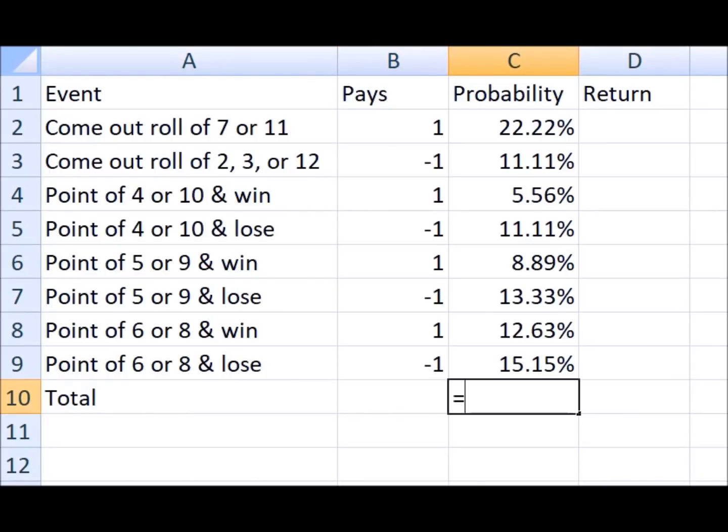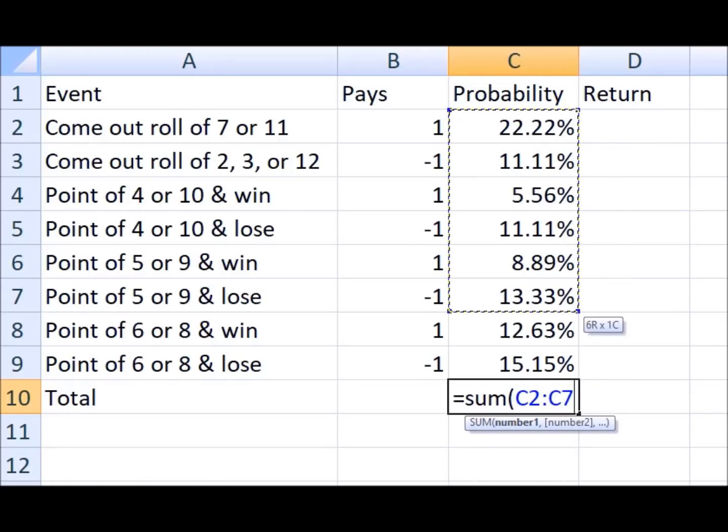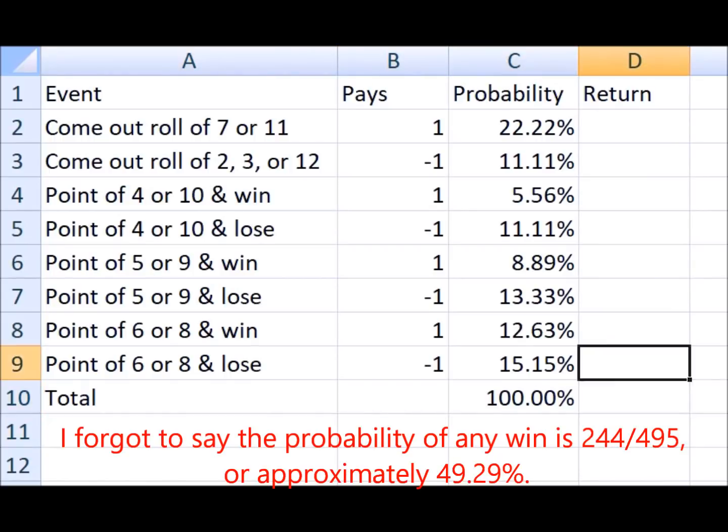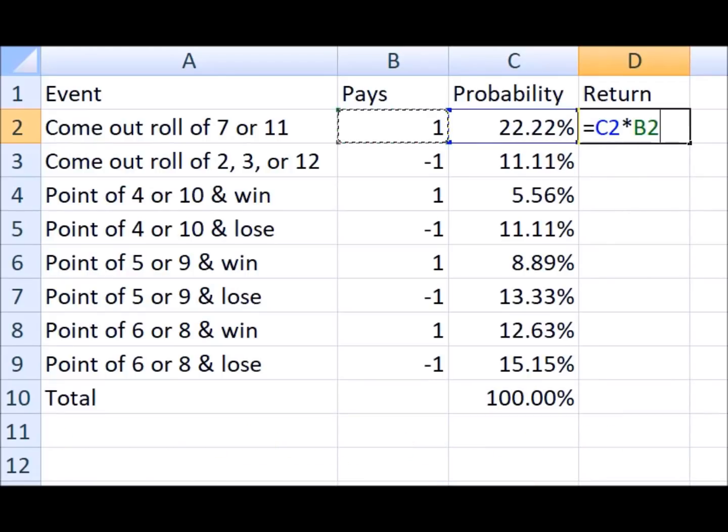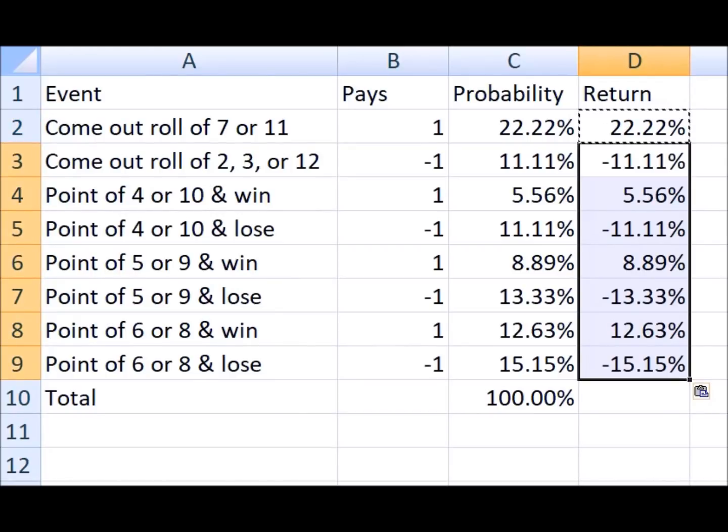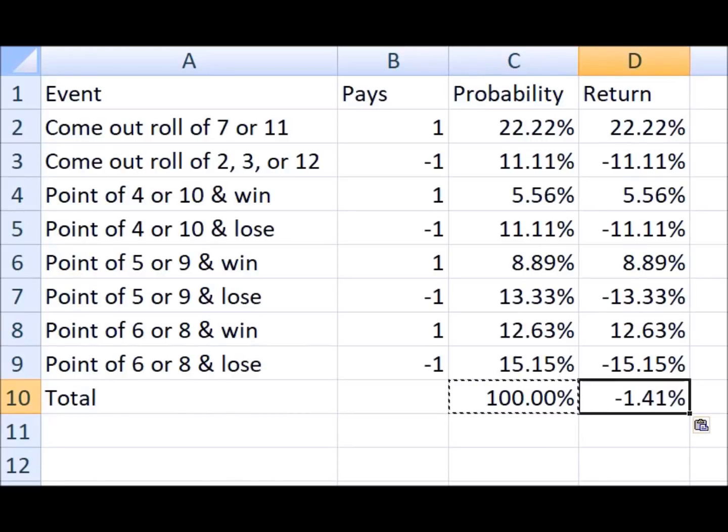So let's add all this up and hope it adds to 100%. Yay, it does. So the return is simply the probability of any given event multiplied by how much the player wins if that event does happen. And the win is represented by -1 if he loses. So there's all the possible, what I call the contributions to the return. Let's add all those up, and we get -1.41%. That means that for every dollar the player bet on the pass line, he can expect to lose 1.41 cents, or 1.41% of whatever his total bet was.